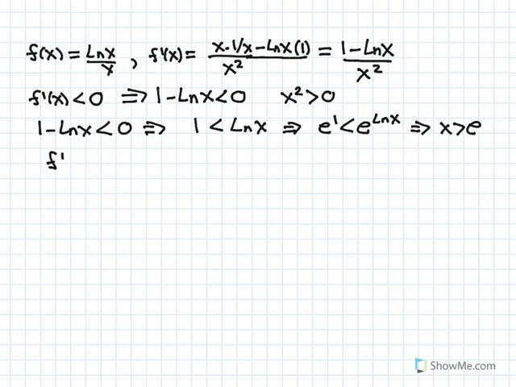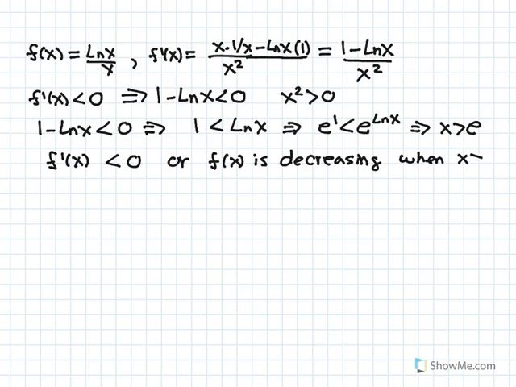That means f prime of x is negative, or equivalently, f of x is decreasing. Recall that if the derivative is negative, it tells us the function is decreasing. F of x is decreasing when x is larger than e.